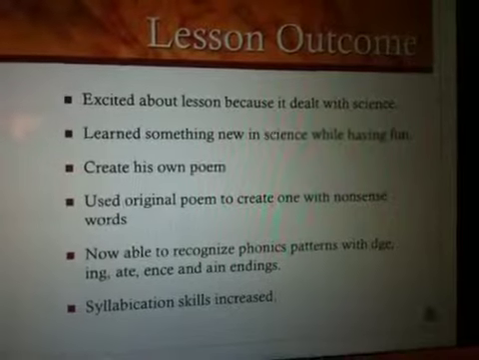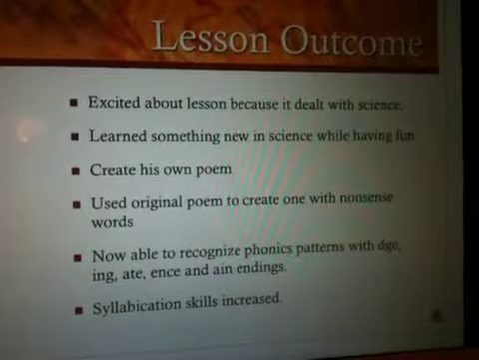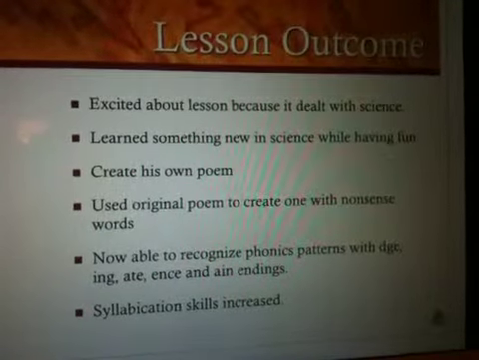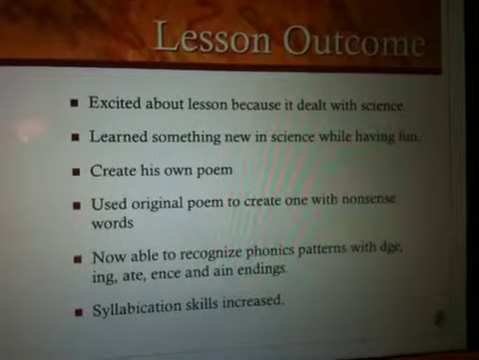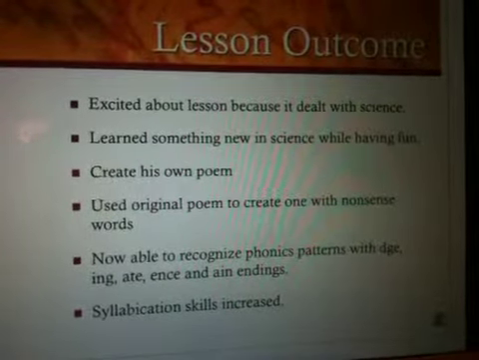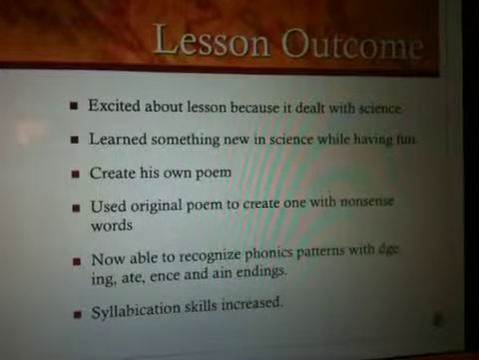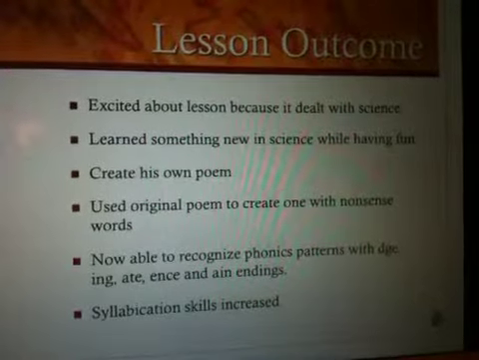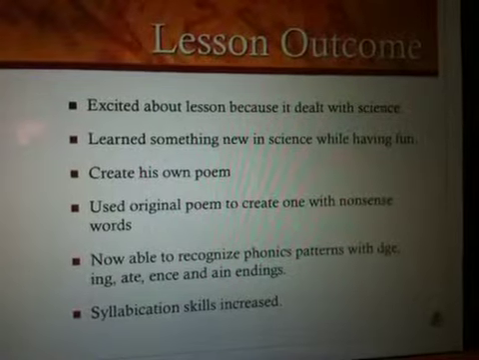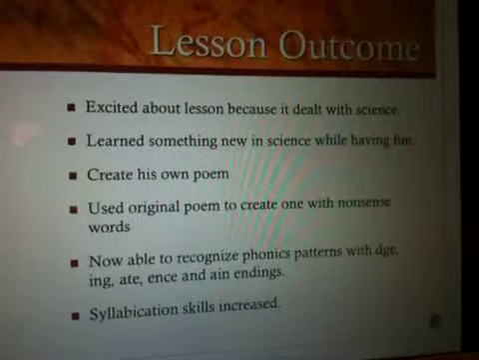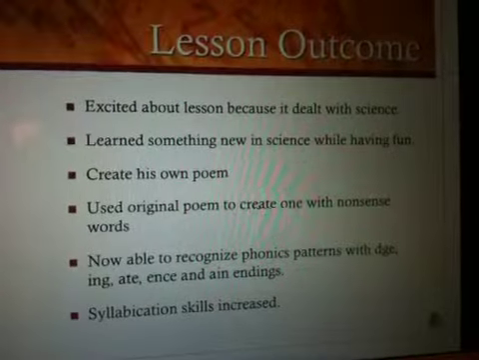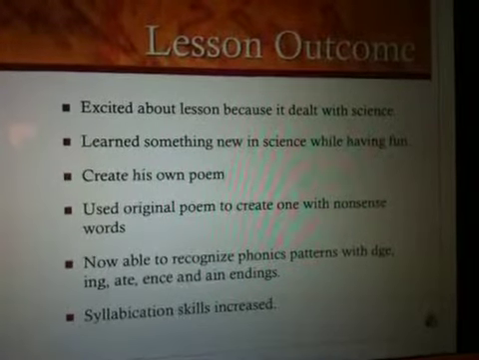After he created the poem, he used the same poem to create nonsense words. So he pretty much looked for all the endings that were either DGE, ING, ATE, ENCE, AIN, and he created his own words using those word endings.